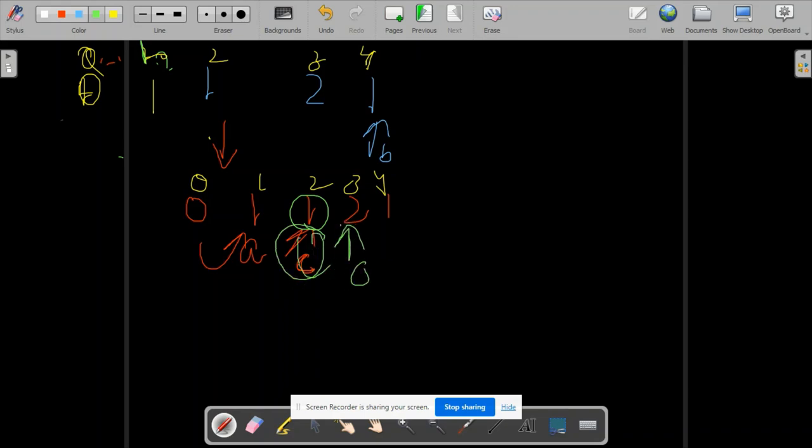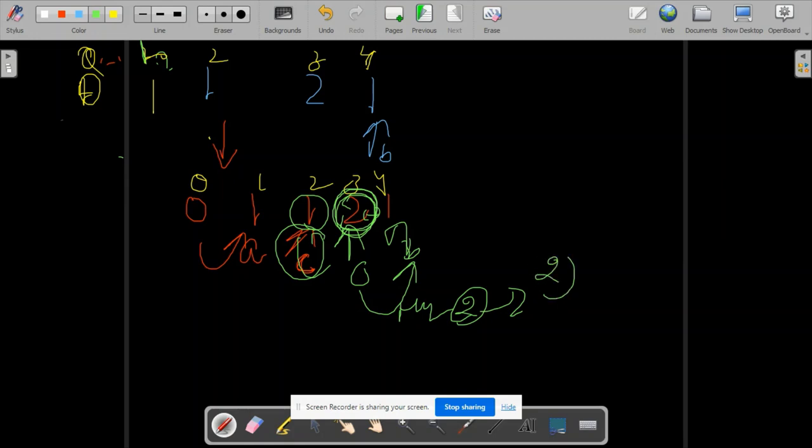C moves further and sees, oh, I got a 2. It means there is B. I have to hand over this 2 to B, because I know that B is the person who is taking care of this 2. So C will tell B, hey B, I have come to know that you are the person who is taking care of 2s. So please swap this 2 with me. So B and C will get swapped and this array will become something like this: 1, 2.